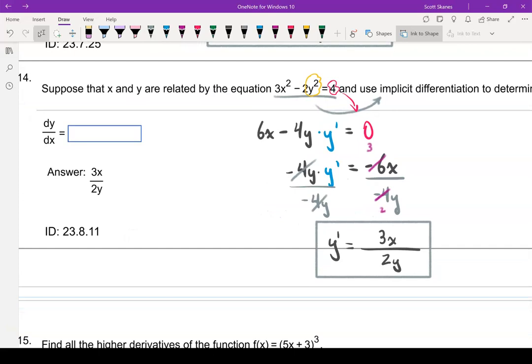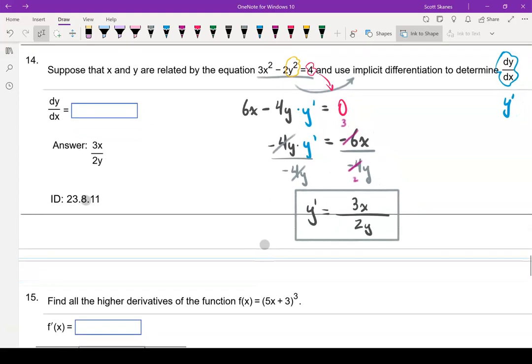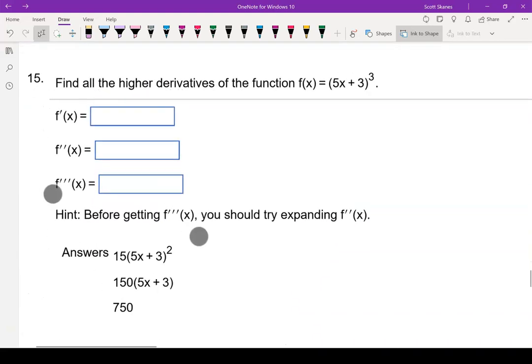3x over 2y. That's question 14. Moving on to question 15.